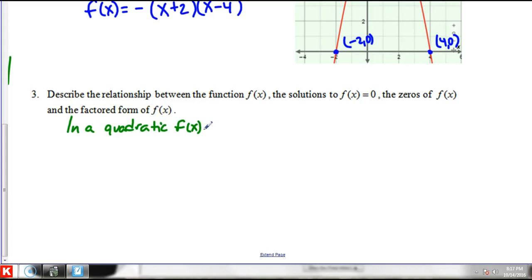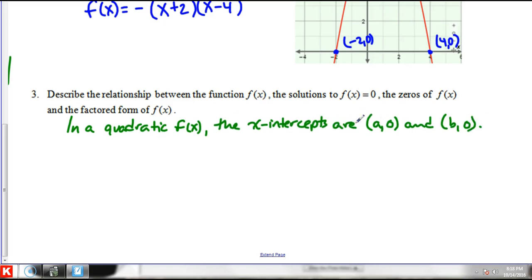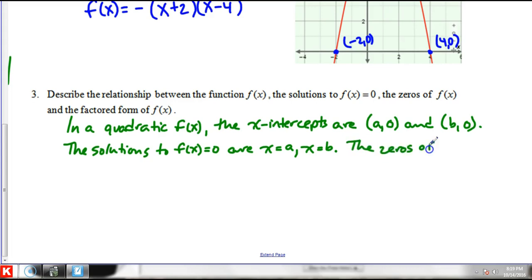So in a quadratic, f of x, the x-intercepts are at a, 0 and b, 0. So a and b just represent any real number. Okay? How does that relate to the zeros? Okay, so the solutions are the values a and b, because those are the values that make the y value equal to 0. The zeros of f of x are a and b.